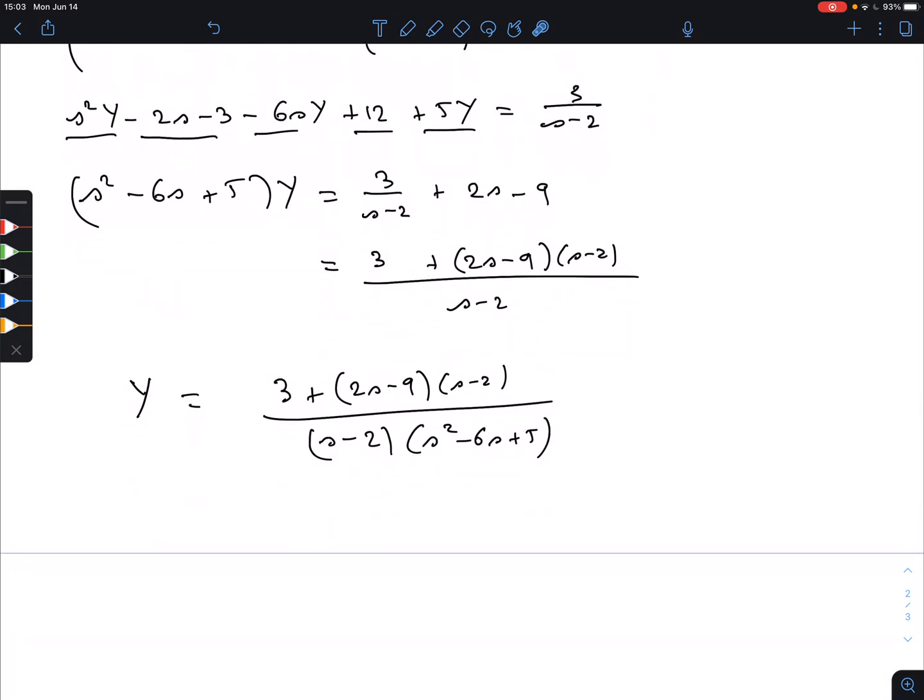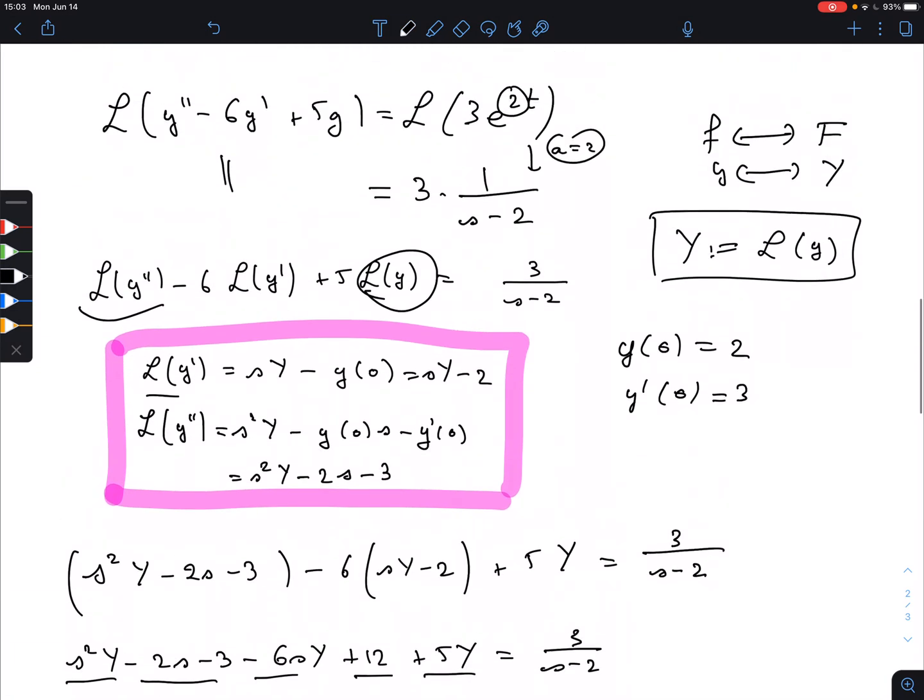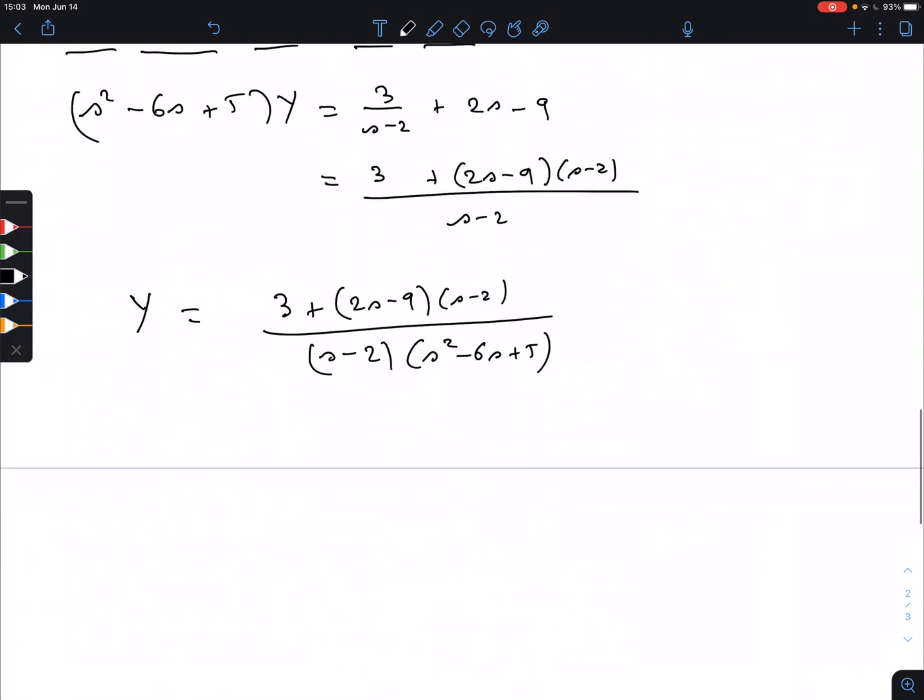Now, where are we at? This y, remember, was the Laplace transform of y. So don't forget that. This is a formula that I have to return to, so perhaps I should box it. To find y, I'm going to have to take the inverse Laplace transform of this whole huge thing. We have done exactly this in the previous section. That means we need to write this as a partial fraction, and then we should be able to do this.